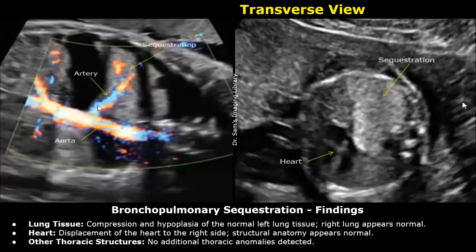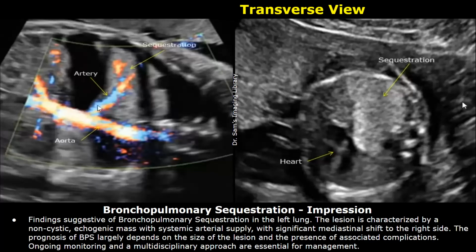Lung tissue: compression and hypoplasia of the normal left lung tissue. Right lung appears normal. Heart: displacement of the heart to the right side. Structural anatomy appears normal. No other anomalies were found.